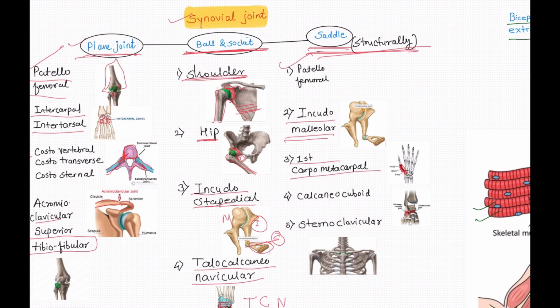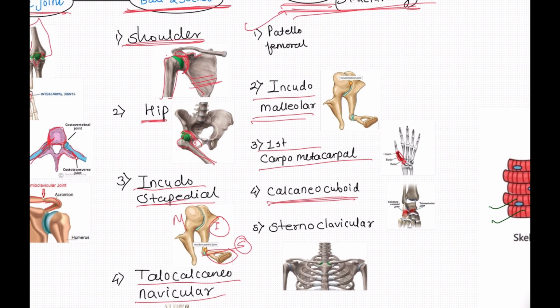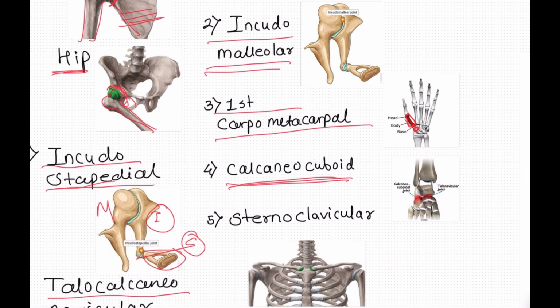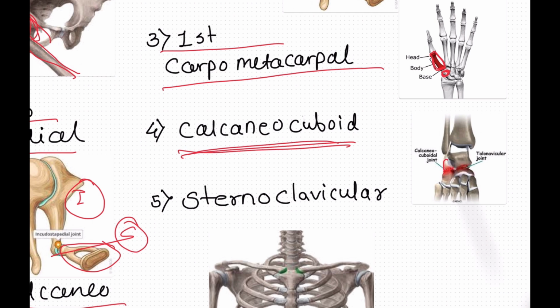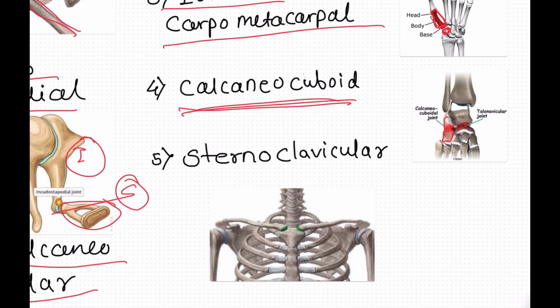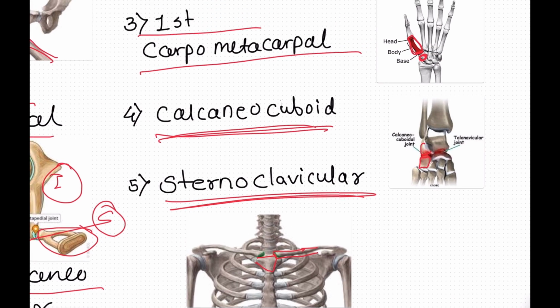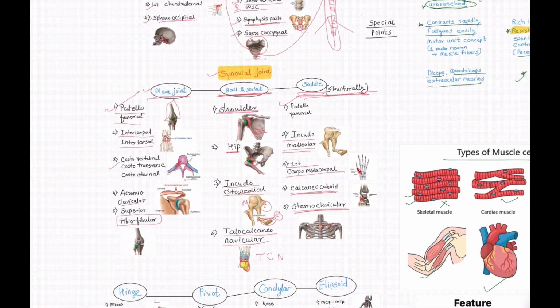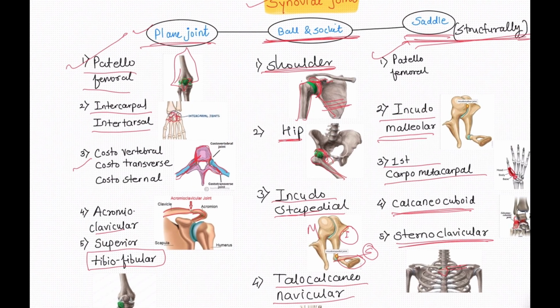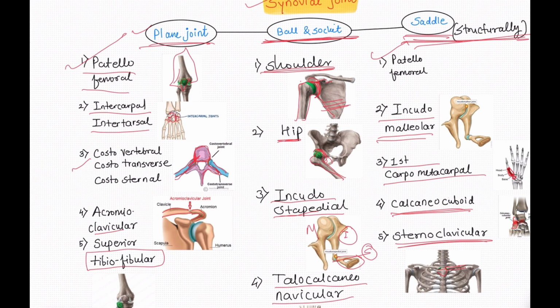Then the calcaneocuboid joint. We saw talocalcaneonavicular in ball and socket, and another one is calcaneum and cuboid. The calcaneum is behind and the cuboid is in front. Okay, then the sternoclavicular joint. This is the sternum and then the clavicle. It forms the sternoclavicular joint. It comes under saddle joint.